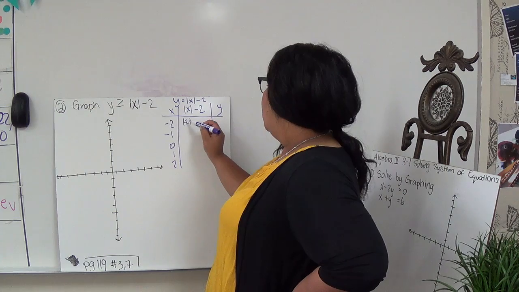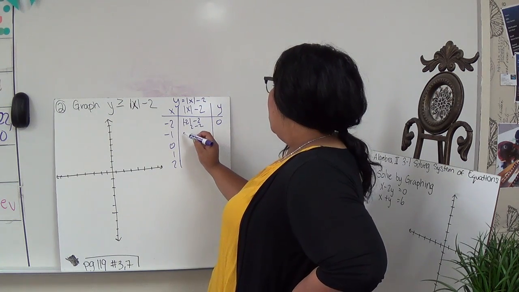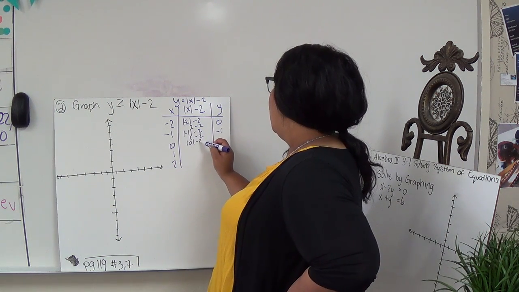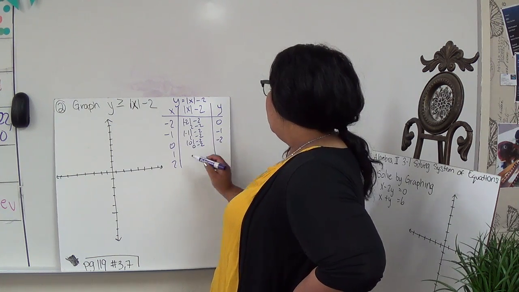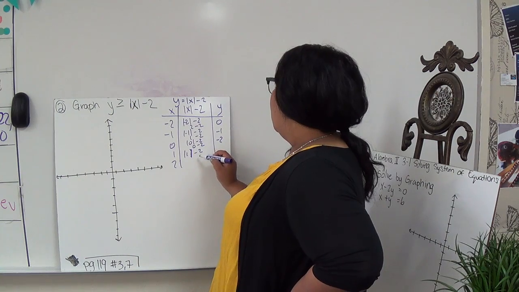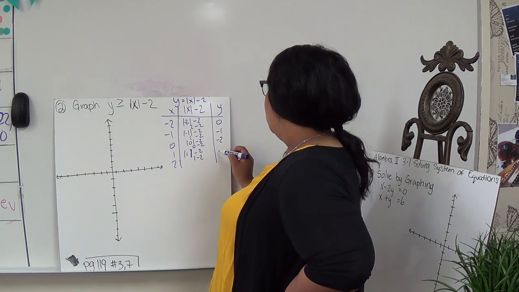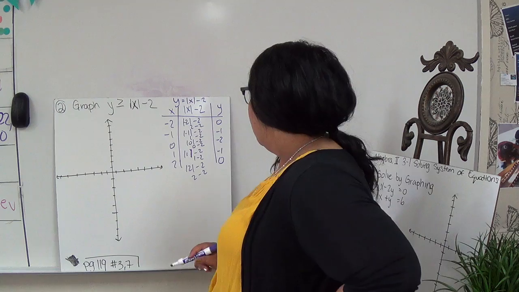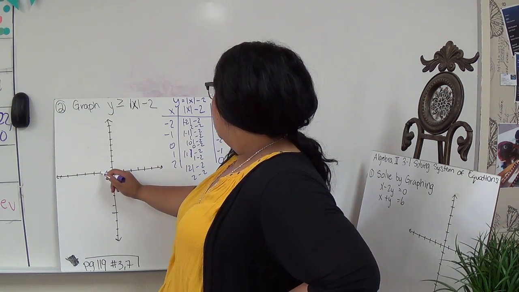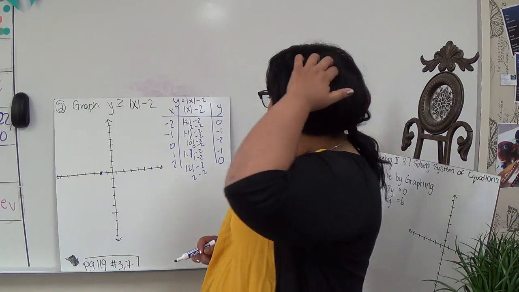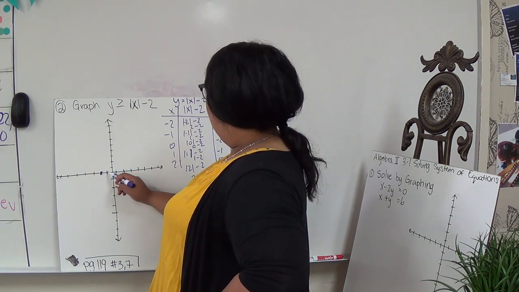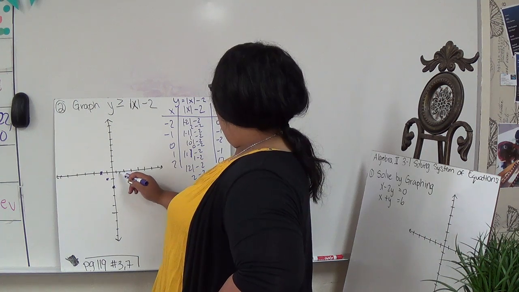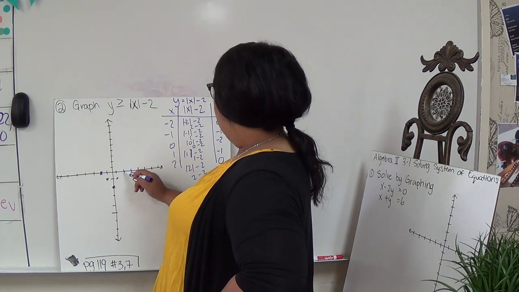So the absolute value of -2 minus 2 is 2 minus 2 gives us 0. The absolute value of -1 minus 2 is 1 minus 2 gives us -1. The absolute value of 0 minus 2 is 0 minus 2, which is -2. The absolute value of 1 minus 2 is 1 minus 2, which is -1. And the absolute value of 2 minus 2 is 2 minus 2, which gives us 0. So we have -2, 0. Sorry about that. We have -1, -1. We have 0, -2. We have 1, -1, and we have 2, 0.